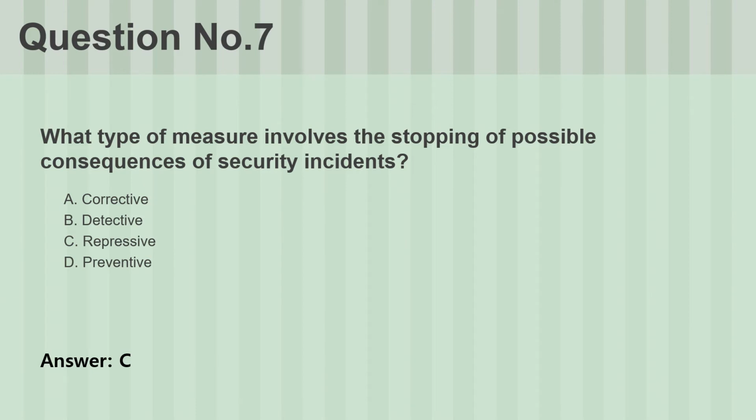Question number 7. What type of measure involves the stopping of possible consequences of security incidents? A. Corrective. B. Detective. C. Repressive. D. Preventive. Answer: C.